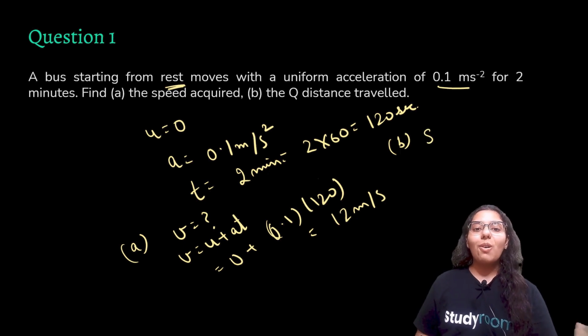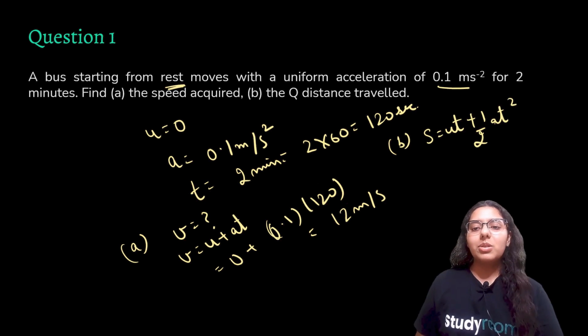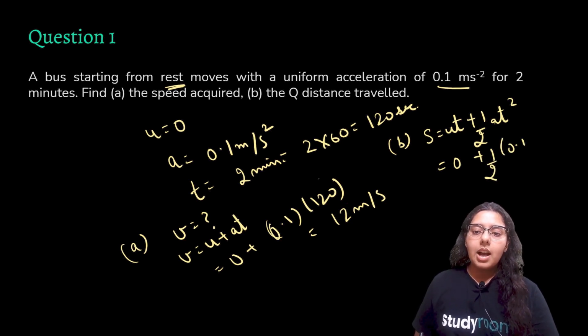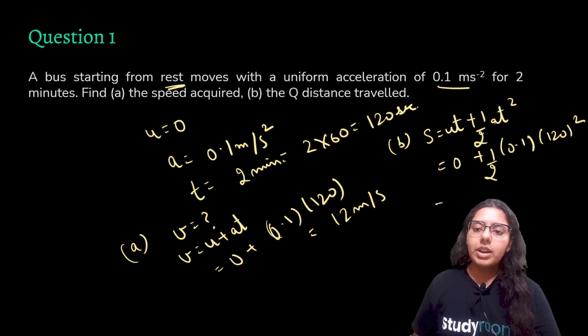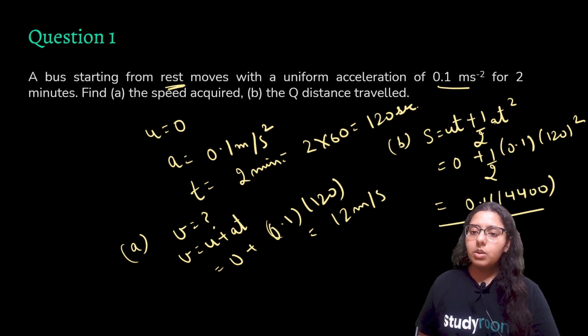So s is equals to ut plus half at square. What is u? 0, right? 0 into t plus half into 0.1 into t square. What is t? 120 square, right? It is 0.1 into 14400 upon 2, because 12 square is 144 and 00, right? And then we'll just calculate this.